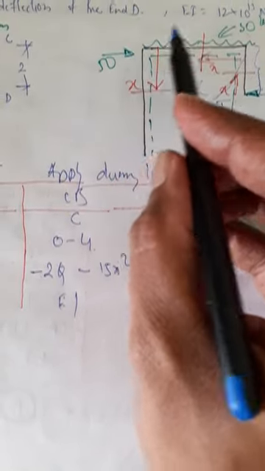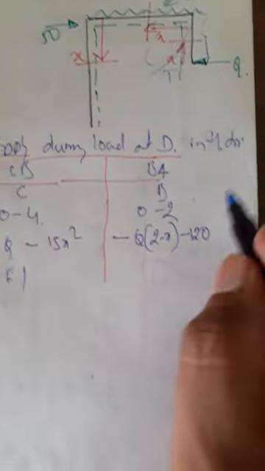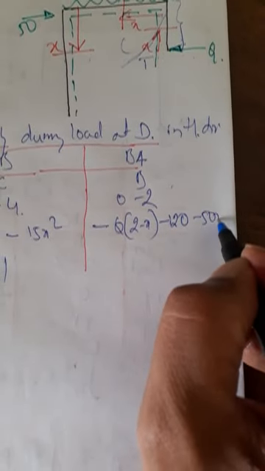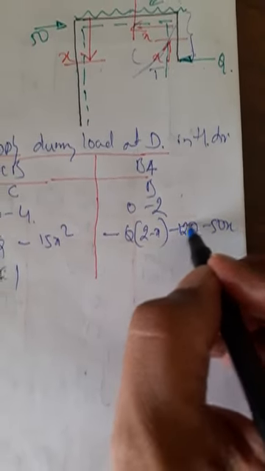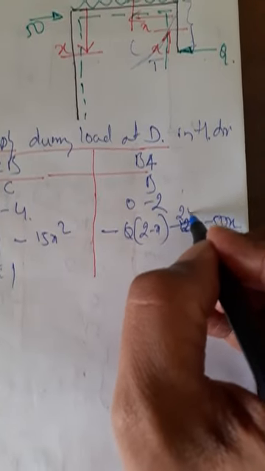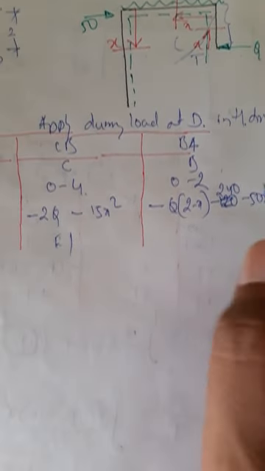Now this load 50, 50 into x, minus 50x. Actually the UDL term is load into span into CG, this is 240, minus 50x, EI.